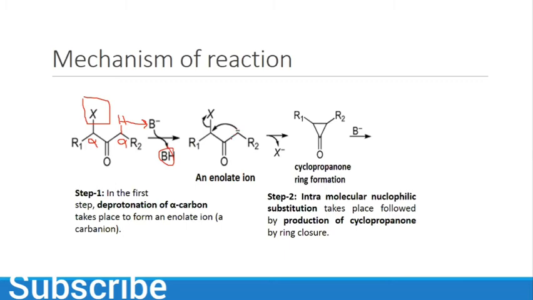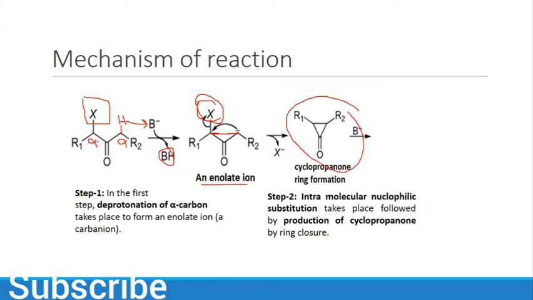Afterwards, what will happen is that this enolate ion will undergo rearrangement, intramolecular nucleophilic substitution takes place, followed by the production of cyclopropanone by ring closure. So this negative charge will attack this carbonyl group, and this halogen will be removed, and then we have cyclopropane ring formation.